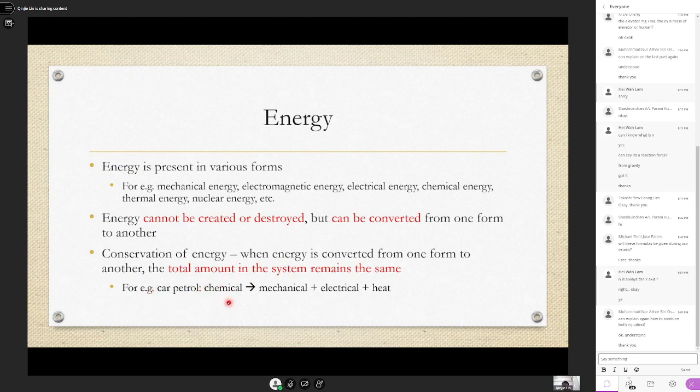For example, car petrol. We burn petrol, combustion, chemical energy. We burn it to produce useful energy for us to move the car. The part that is moving the car is the mechanical energy. The energy also goes into electric energy to charge the battery, and the battery will power the auxiliary systems, your player, your radio, all this. And it will go into heat also. That's why when you stand outside the car beside the engine, it gets very hot. The energy goes into heat. But of course, heat is unwanted energy in this case. But all these are energies that are converted from one form to another.